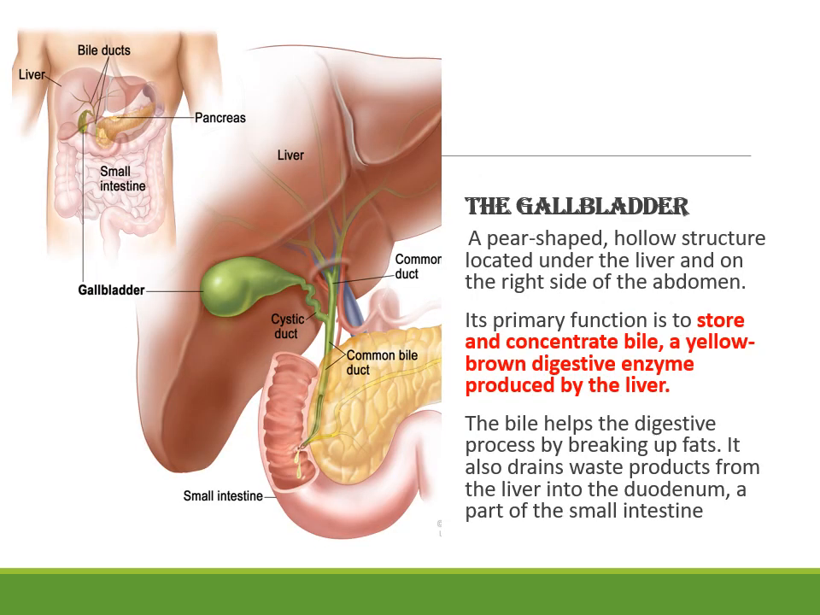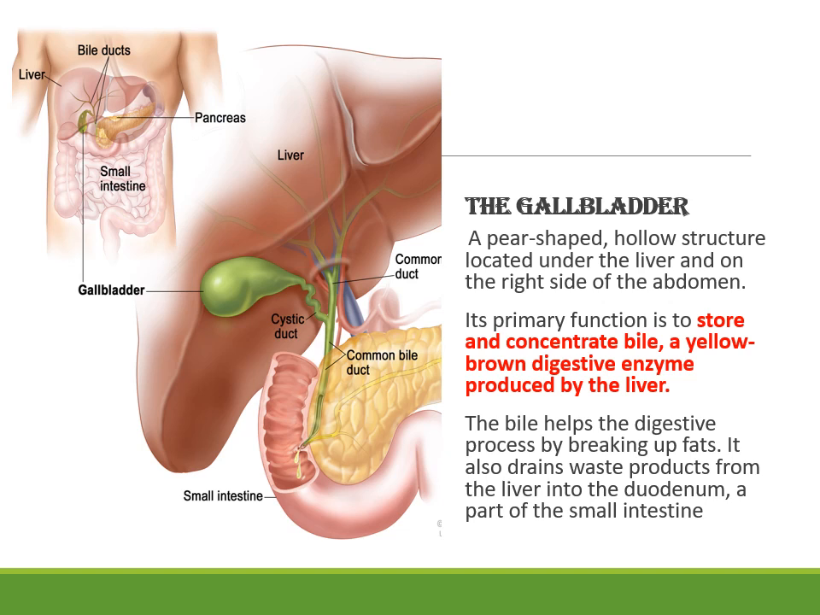Another accessory organ is your gallbladder. Usually the gallbladder is a pear-shaped structure located beneath the liver and at the right side of your abdomen. The primary function of your gallbladder is of course the storage of bile. Remember, the gallbladder is not the organ responsible for the production of bile. It's the liver. But the gallbladder is the organ which stores the bile.